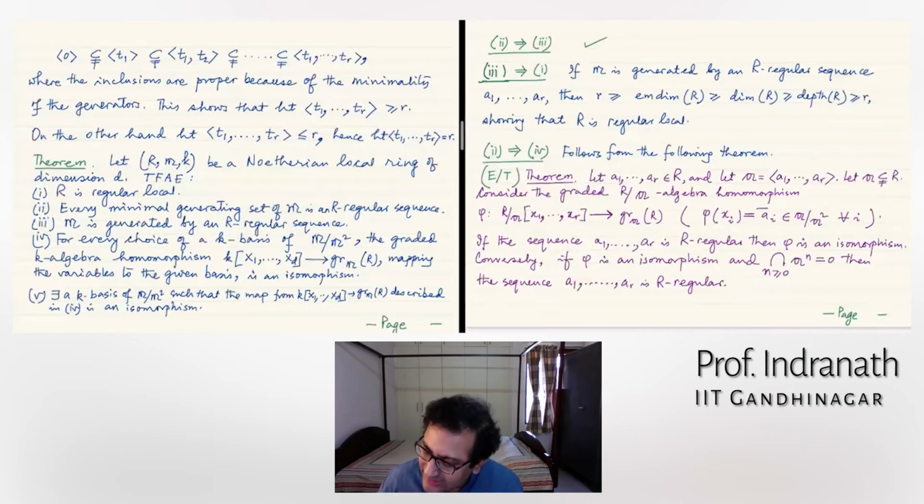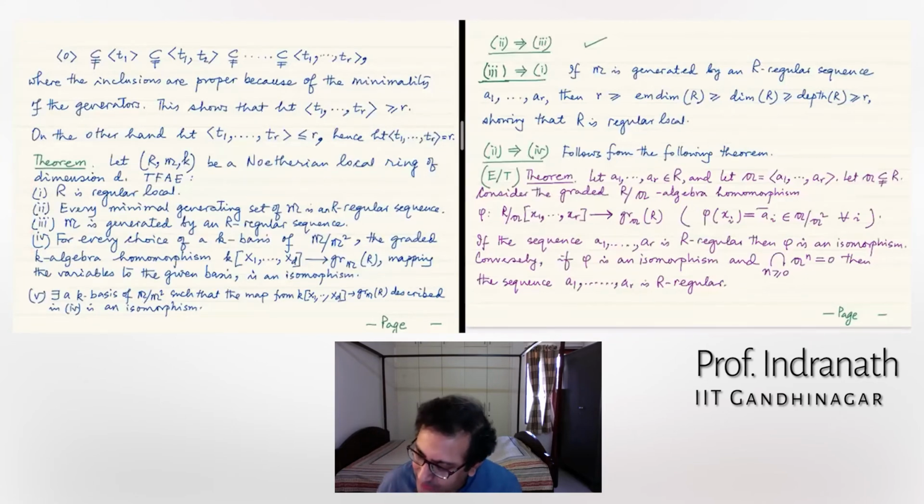That's kind of obvious, as you can see, that you have this inequality, that your embedding dimension is less than or equal to r, but then you have this, okay? And therefore, since you already have a regular sequence of length r, depth is at least r, and therefore you have the equality all through, showing that R is regular local. Okay, so therefore I have this portion. Now comes this 4.